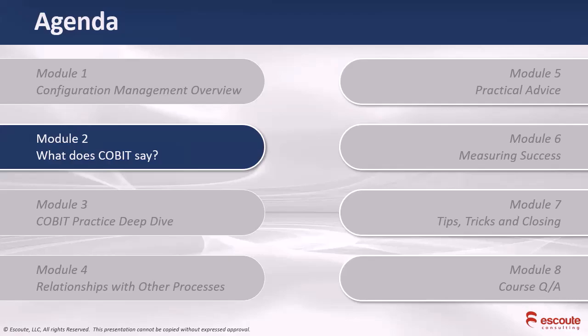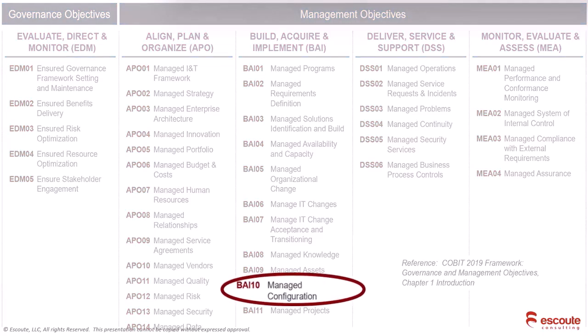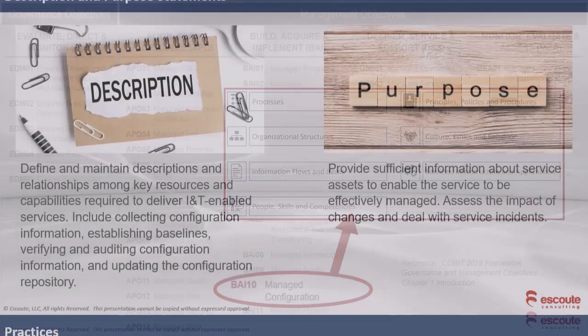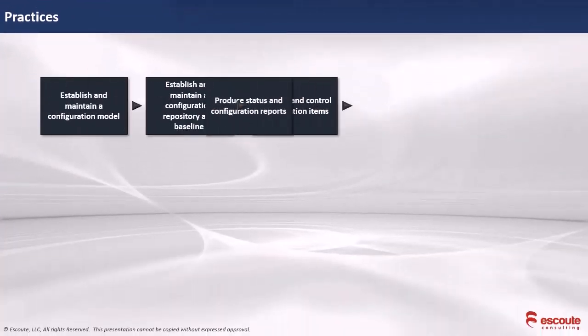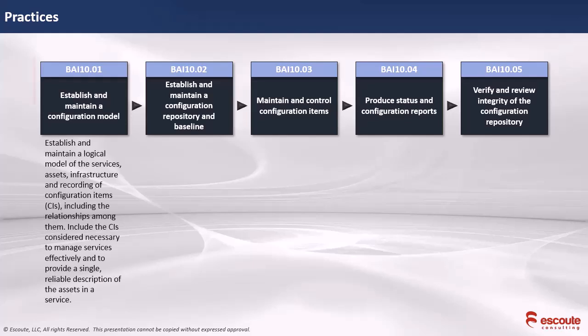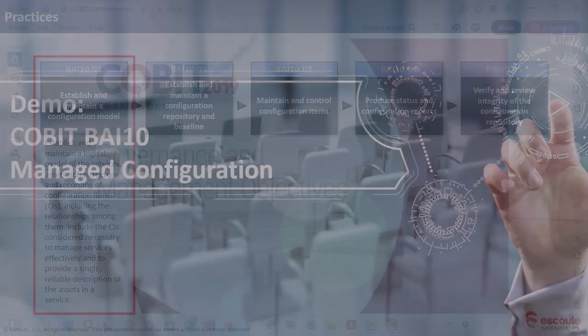Let's see what COBIT says about managed configuration. In the COBIT model, there are 40 governance and management objectives. You can find out more information on these in other courses that we have on COBIT, but we're going to focus here on BAI10 managed configuration. Now, within the COBIT framework, as we mentioned, we have practices. Under BAI10, we have 5 practices. These are what we call management practices. Think about those as control objectives for the process. Under BAI 10.1, establish and maintain a configuration model.